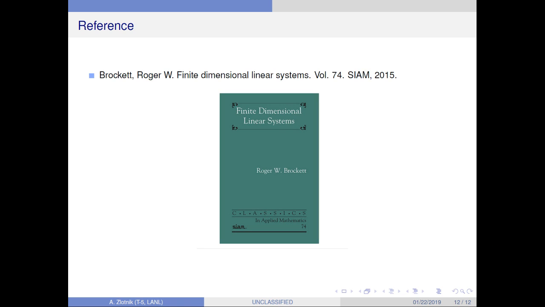You'll find the description of this and many more very useful linear systems properties in Finite Dimensional Linear Systems by Roger Brockett. There's a recent republication of the original that was issued in 2015.